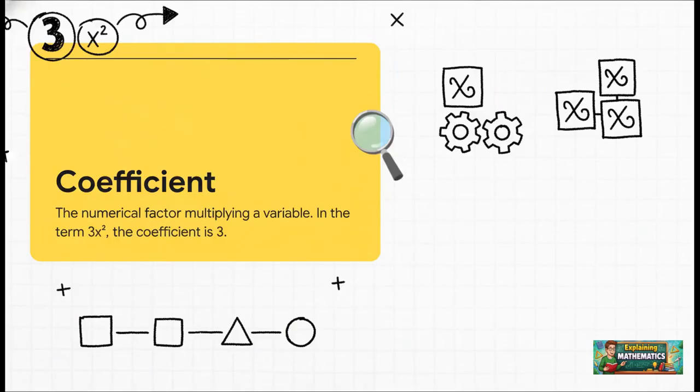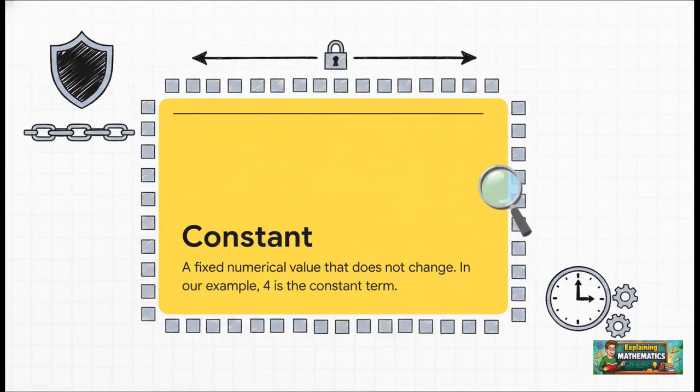Now, that number you see multiplying a variable, that's called the coefficient. You can just think of it as a scaling factor. It basically tells you how much of an effect that variable has. So in the term 3x², the 3 is essentially dialing up the impact of whatever x² ends up being.